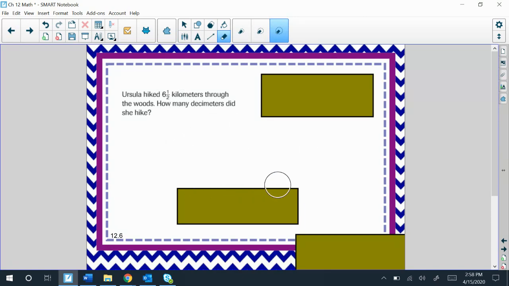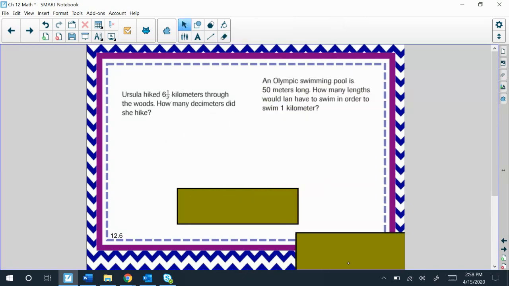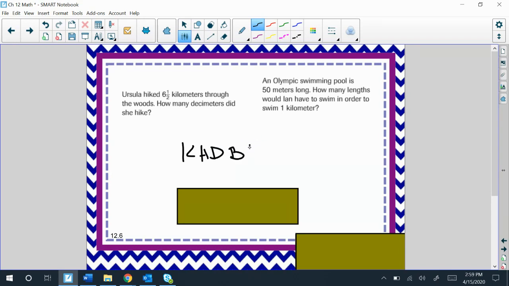Here's the next one. An Olympic swimming pool is 50 meters long. How many lengths would Ian have to swim in order to swim 1 kilometer? All right, let's see how you did. King Henry died by drinking chocolate milk.